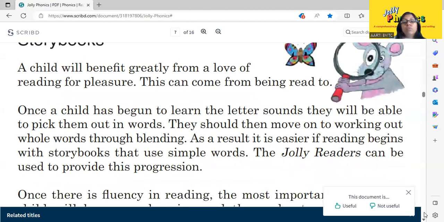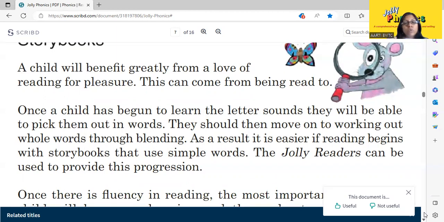So they should then move on to working out whole words through blending, right? So they start doing their own blended learning. As a result, it is easier if reading begins with storybooks that use simple words. So always bring the storybooks which have a number of pictures along with little text. Text is important, no doubt, but picture reading is making the child explore and think in a very different direction, which is very important. Brainstorming, I believe, is most important.